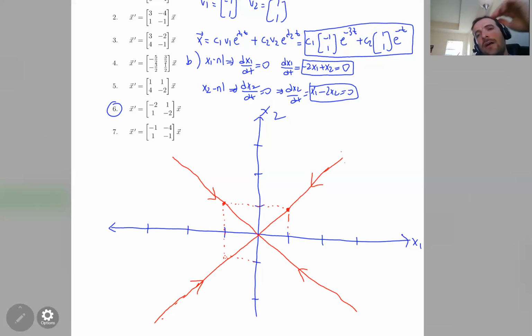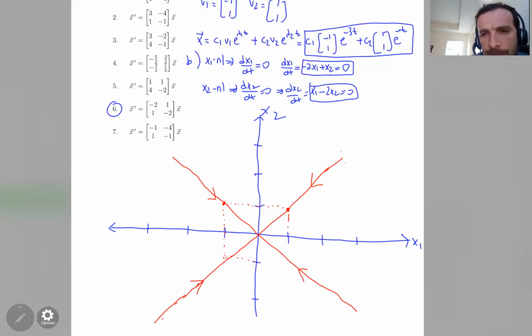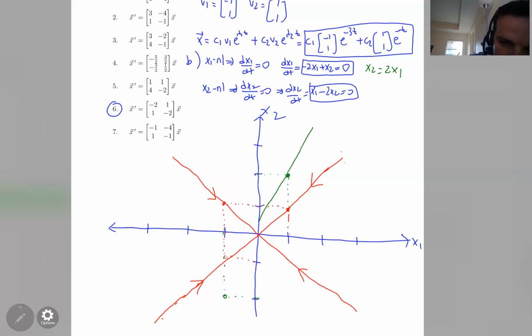And what are the null lines? Let's draw the null lines, and normally I tend to use green for null lines. From the first null line, I get x2 equals 2x1, and this is a line passing through the origin. When x1 is 1, x2 is 2, so this point. Similarly, it's passing through this point. This is the first null line. Oh, I had to cross the origin.